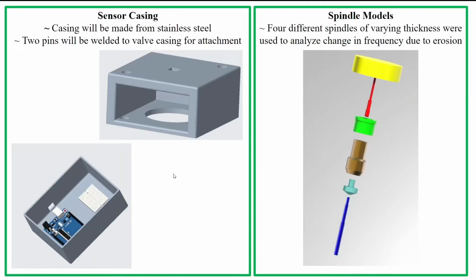Here you can see the sensor casing. It will be made from stainless steel, and there will be two pins welded to the valve casing for attachment. The bottom picture is a box that we created to hold the Arduino and solderable breadboard.